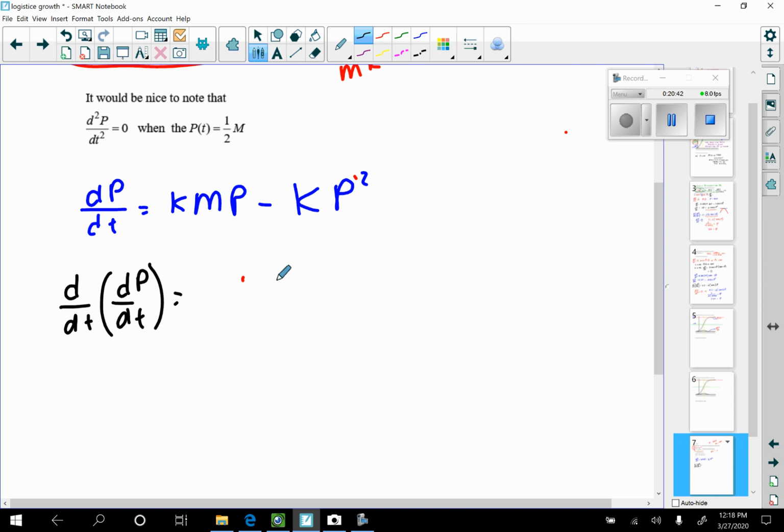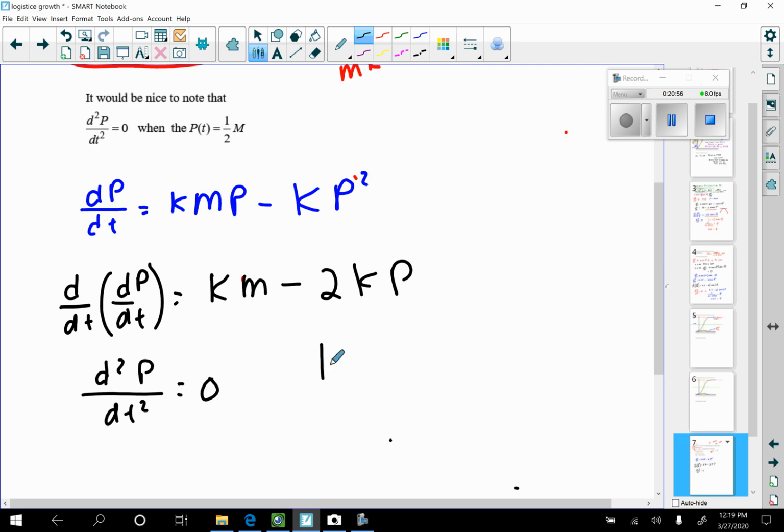This is a simple polynomial in p. This is going to be km, this is going to be minus 2kp, and that is equal to 0. This second derivative is equal to 0, again, just like I did before, when km is equal to 2kp. When does that happen? When the population is 1/2 of the carrying capacity.